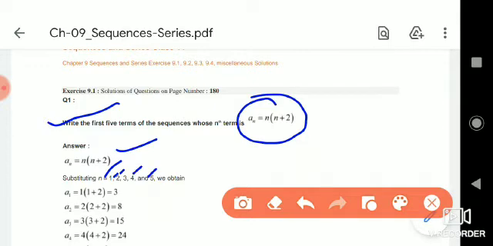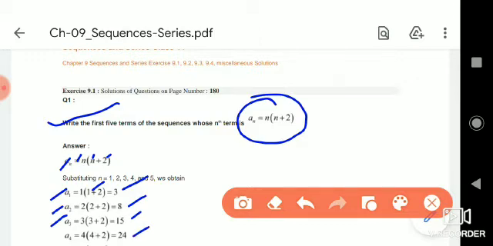We obtain 1 into 1 plus 2, that gives 3. The first term of the given sequence is 3. If n is 2, 2 into 2 plus 2 gives 8, that is the second term of the sequence. If n is 3, we replace n by 3 wherever n appears in the nth term: 3 into 3 plus 2, that gives 5 threes are 15.